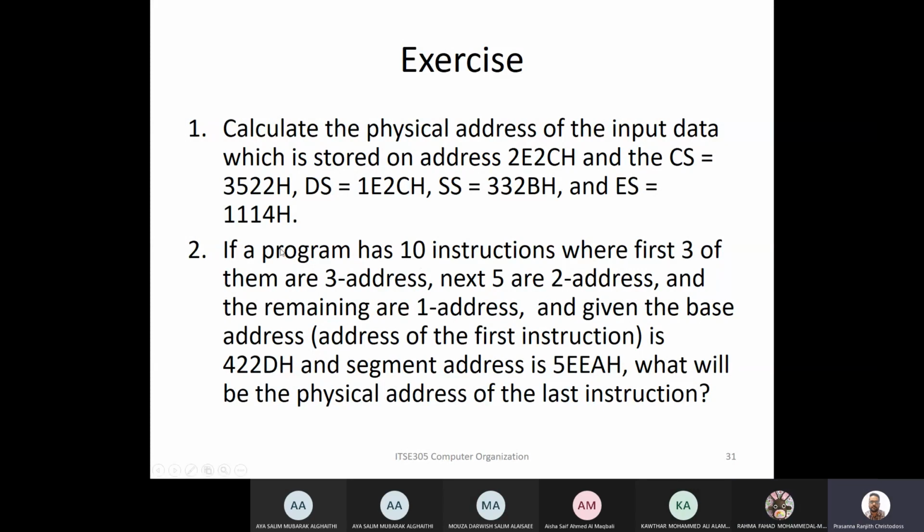So now here they are asking: if a program has 10 instructions, the first 3 of them are 3 address. 3 address means each address is 16 bit, right? So every 3 address instruction will use 3 rows in your memory. The next 5 are 2 address instructions, and the remaining are 1 address instructions. The given base address is this one, and the segment address is this one. Now, what will be the physical address of the last instruction?